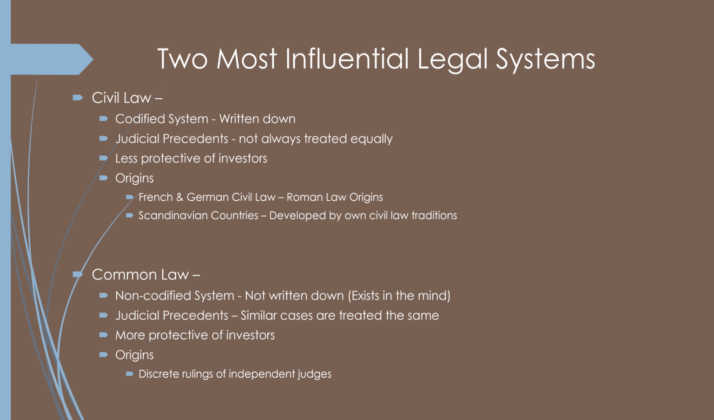Two of the most influential legal systems are civil law and common law. Civil law is a codified system, which means that it's a written down system. The law is written down and gathered for everybody to abide by. When it comes to judicial precedents, it does not treat all cases equally, meaning a case that happened a year ago might not be treated the same today depending on the circumstances.